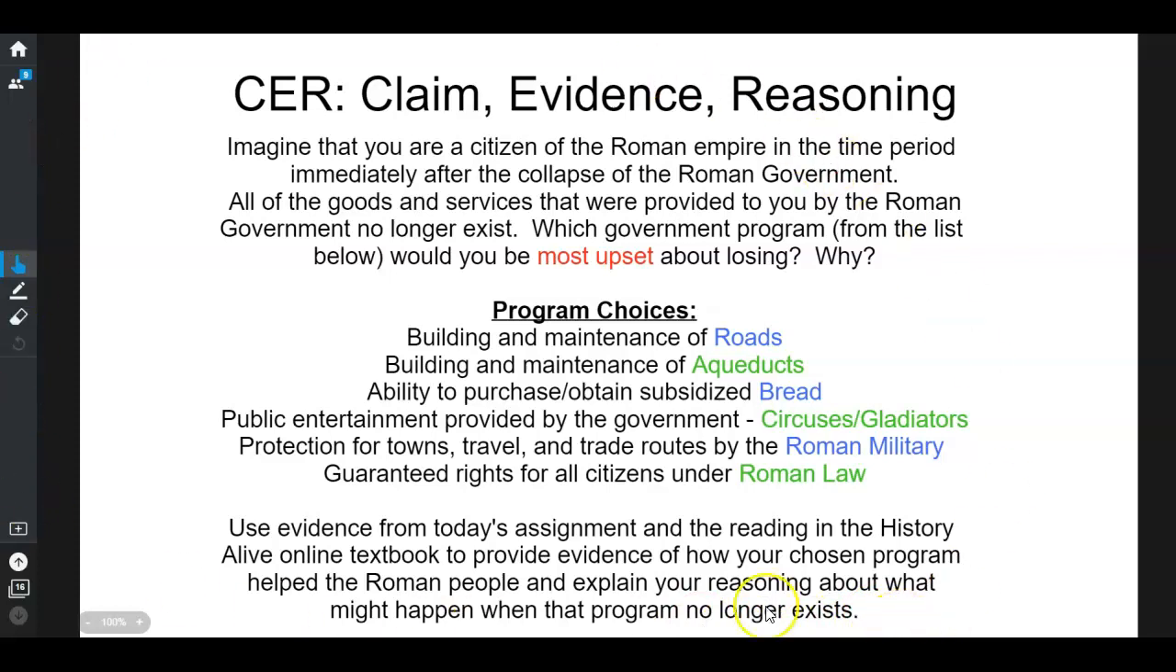This entire prompt is in Schoology in our Day 1 folder. That is where you're going to submit your CER. There is also a graphic organizer to help you with your pre-writing.